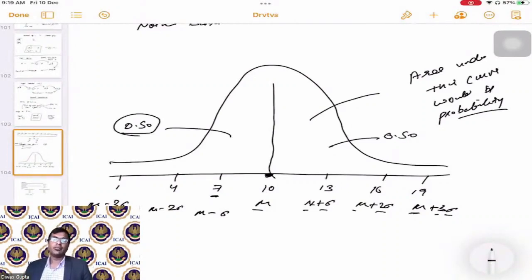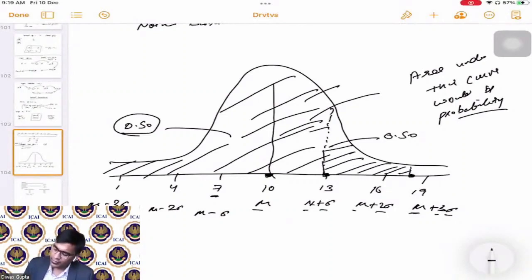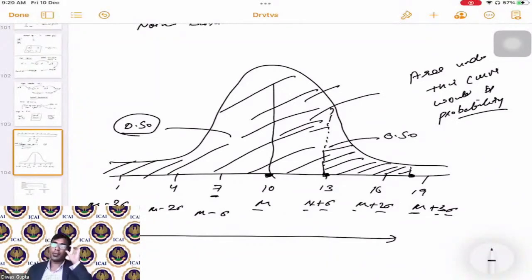The probability to get 13 will be the area under the curve till this 13, all this area from left till right. Whatever the total area under the curve is, it will be, let's say, 0.5 plus some of this area, correct? That will be the total area under 13. That is the probability up to 13. Similarly, the probability for 18 will be somewhere here. So the area under the curve up to 18, from left to right till 18, is the probability.